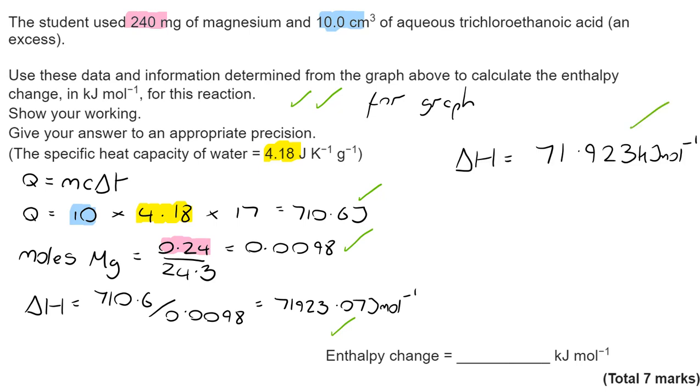But I've got to be mindful that the answer needs to be given to an appropriate precision. And based on the data that we've been provided with, that should be 2 significant figures, so we get 72 kilojoules per mole.